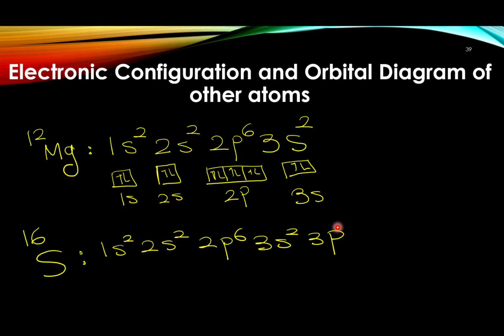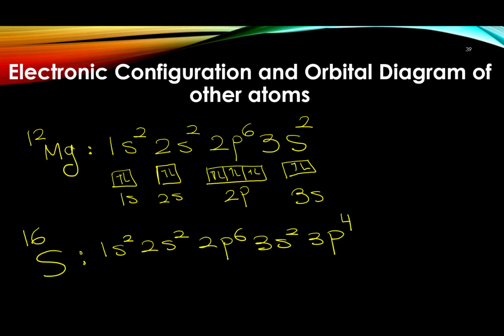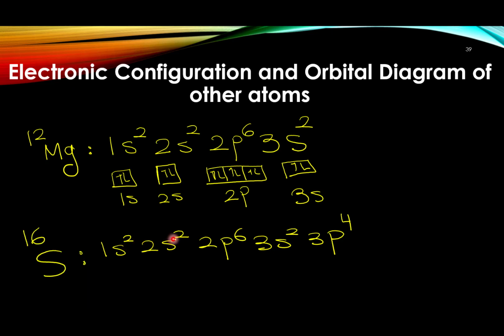We need 4 more. Okay, now let's add 4 more, so it's 3p4. Then, as you can see, let's double check. 2 and 2 is 4. 4 and 6 is 10. 10 and 2 is 12. 12 and 4 is 16.